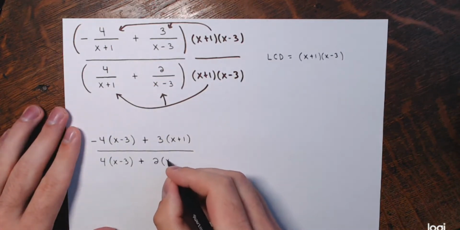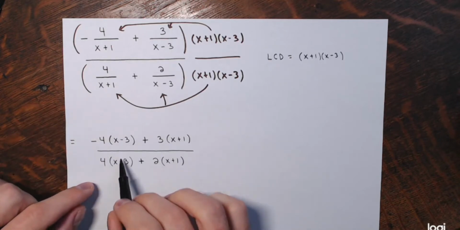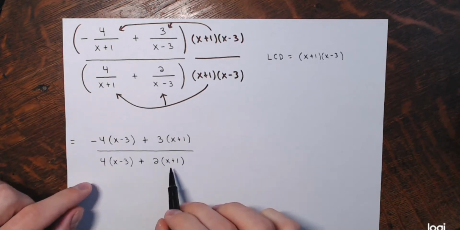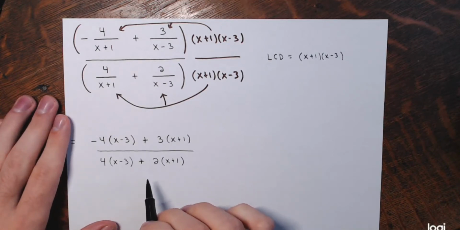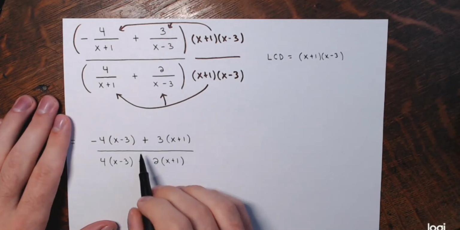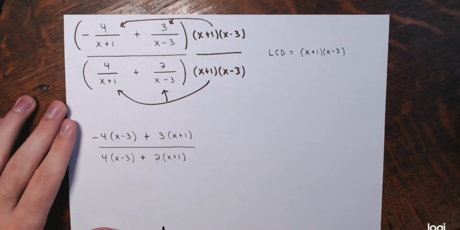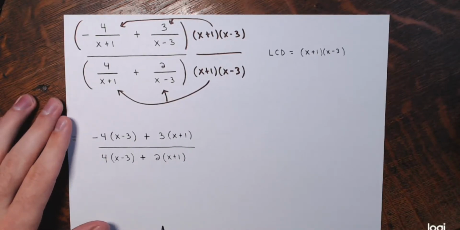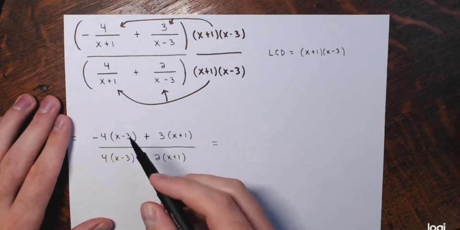Now be careful with this. People might think, oh, let's cancel the x minus 3s and let's cancel the x plus 1s. You can't do that here. These are sums, not products. These are not factored. These are sums. You can't cancel parts of sums. You can only cancel parts of products, factors of products. So for this, I must simplify both the numerator and the denominator.